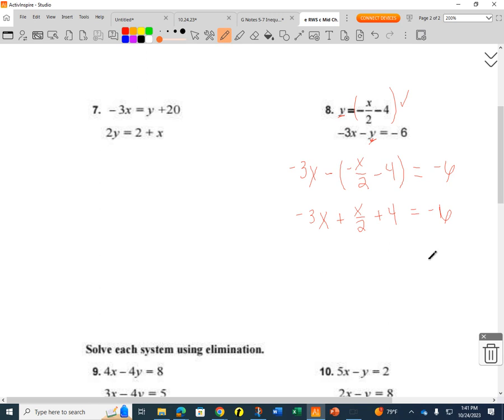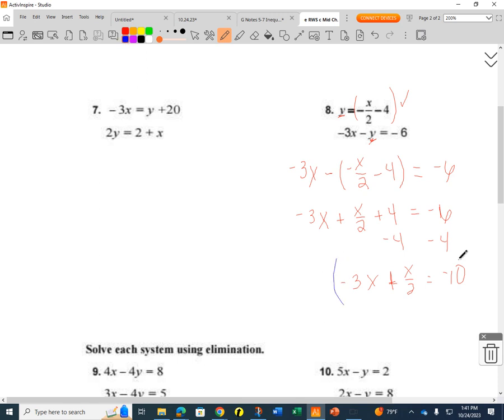So at this point, Caleb, I want to get rid of this fraction, but I'm going to go ahead and do this constant over here first. So now we have negative 3x plus x over 2 equals negative 10. I could just add these together, but then we have to worry about common denominators. So let's not do that. Let's get rid of our fraction by multiplying by that denominator.